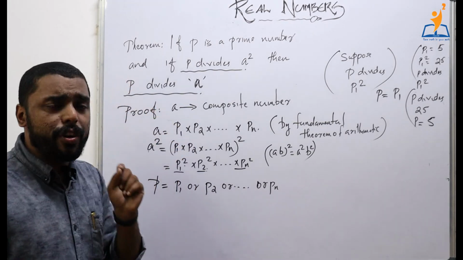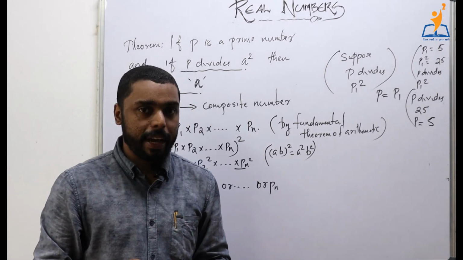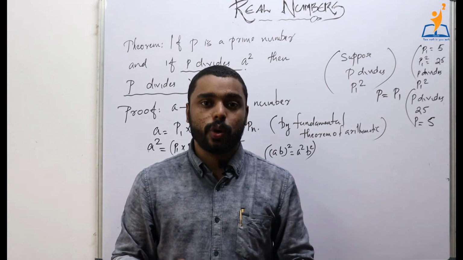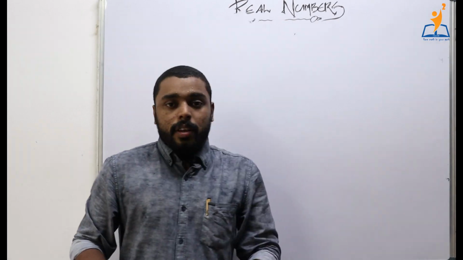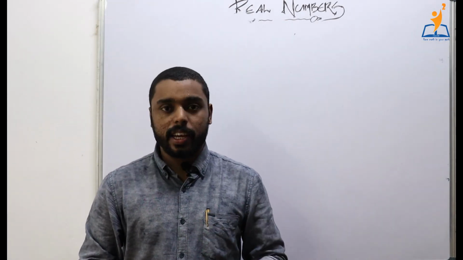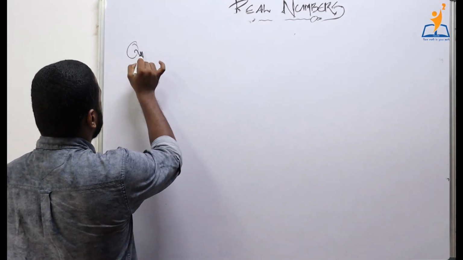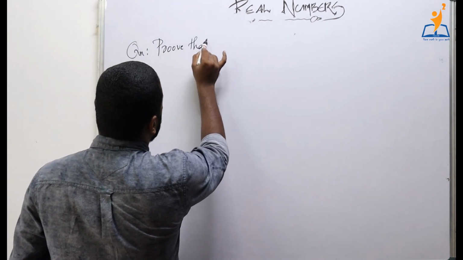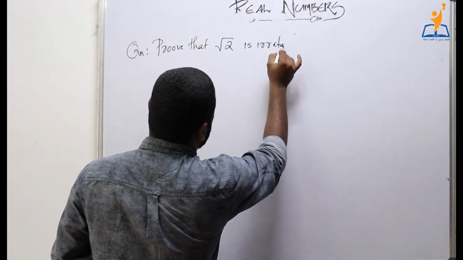It is a very important theorem for our coming problems. So always keep in mind that for every prime number P, if P divides A square, then P will definitely divide A. Now we shall use this result to prove some numbers are irrational. How can we use that? Question: prove that root 2 is irrational.